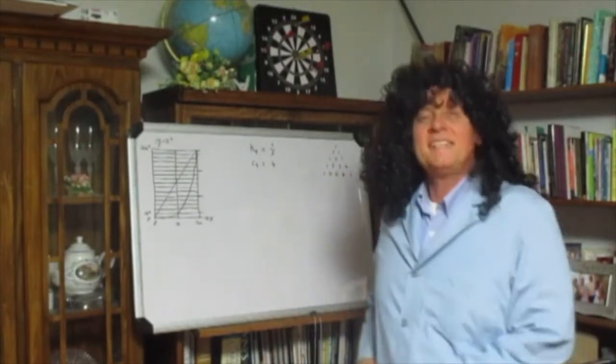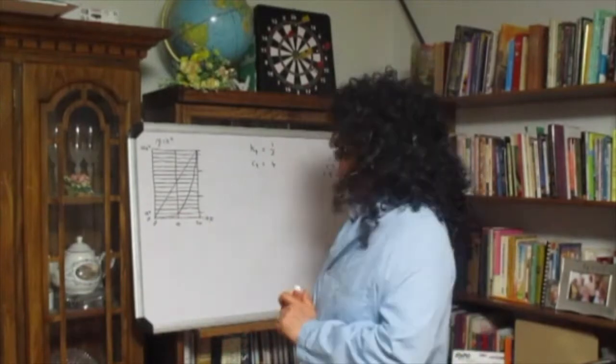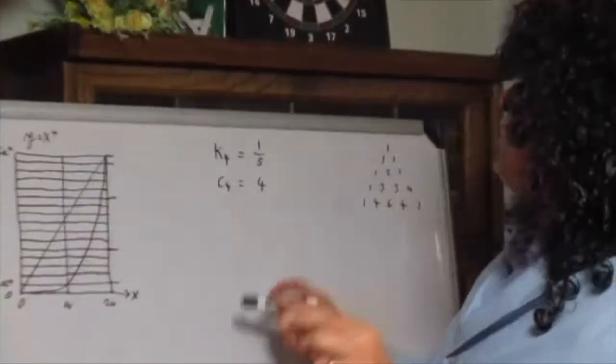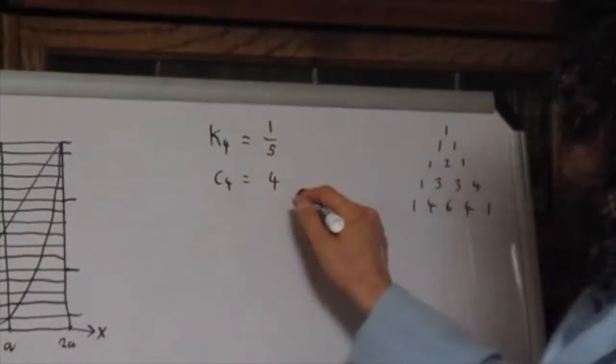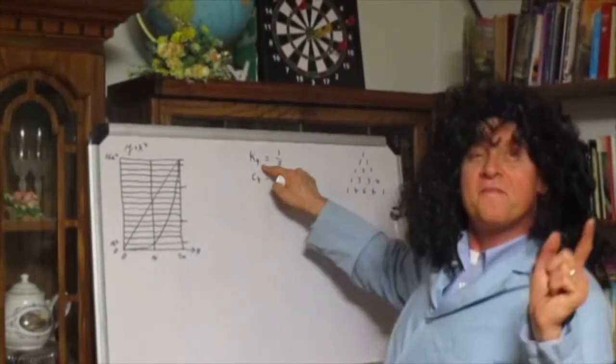Hi Quadrature fans! It's COVID-19 season and today we're going to cover y equals x to the fourth. We will prove that C4 is 4 and K4 is 1/5.